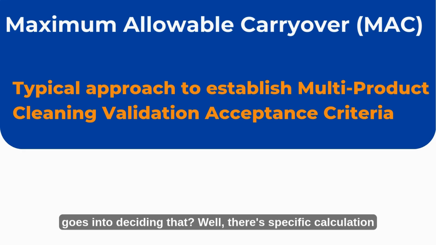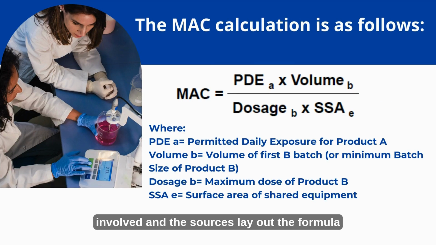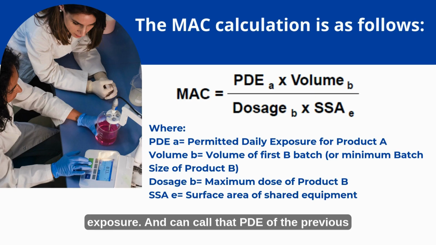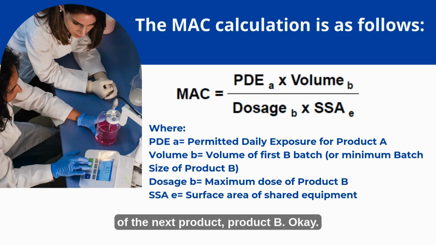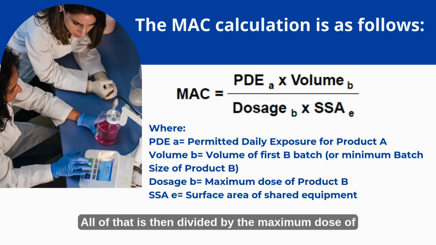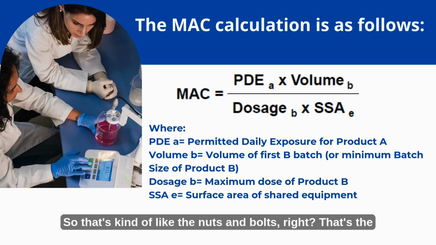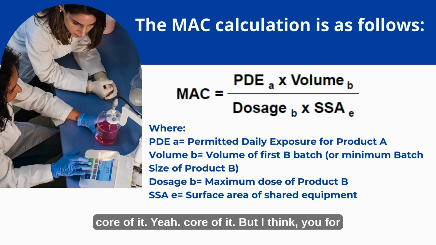Well, there's a specific calculation involved, and the sources lay out the formula pretty clearly. It boils down to this. MAC equals the permitted daily exposure, and we can call that PDE, of the previous product. We'll just call it product A here for clarity. Multiplied by the volume of the first batch of the next product, product B. All of that is then divided by the maximum dose of that second product, product B, and the surface area of the equipment they both came into contact with. So that's kind of like the nuts and bolts, right? That's the core of it.